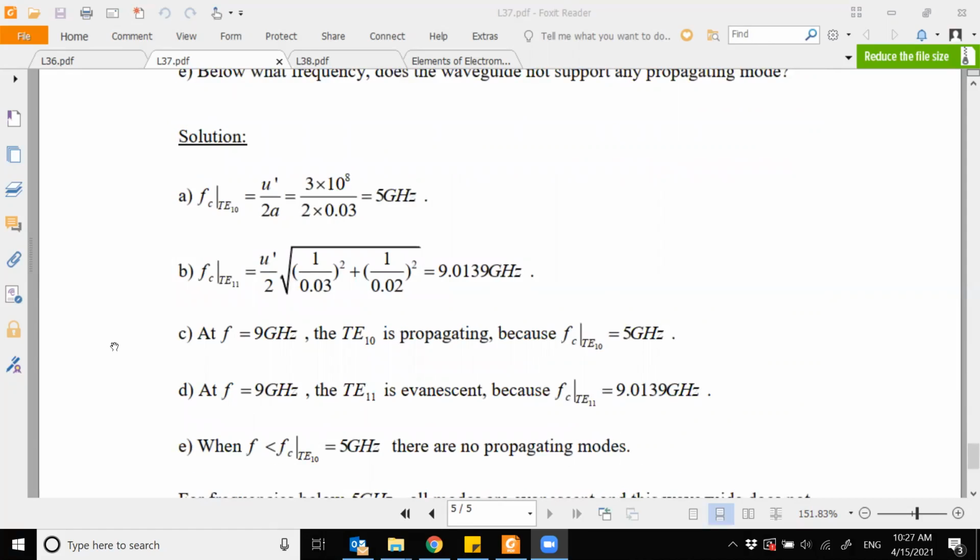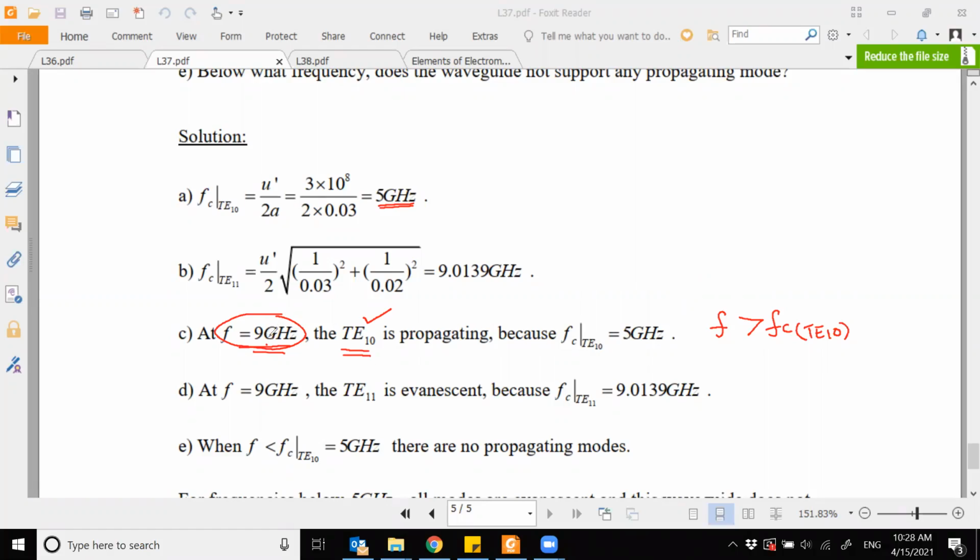So now the question is, if my operating frequency, the third one, is 9 gigahertz, is my TE10 propagating? Check. This is my operating frequency f. Is it greater than the cutoff frequency of my TE1,0 mode? Yes. See, this is the cutoff frequency of TE1,0 mode, 5 gigahertz, and my operating frequency is 9 gigahertz. So 9 gigahertz is greater than 5 gigahertz. Therefore, your TE1,0 mode will exist. It will propagate in the waveguide.